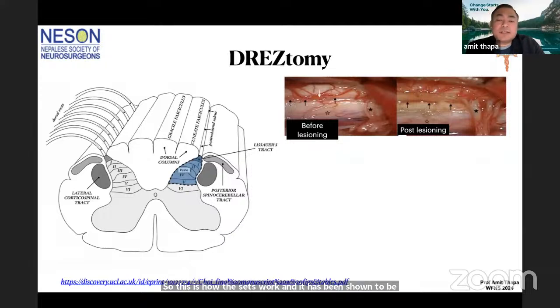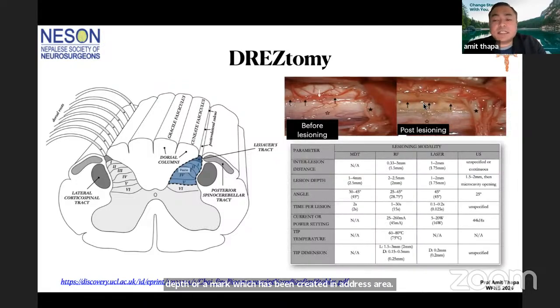A word about DREZ or DREZotomy, a procedure which is done for pain, basically in those patients who have a preganglionic injury, as seen on the photograph on the screen. You can see there's an absence of the rootlet before the lesion. And then after the lesion, you can see there is a depth or a mark which has been created in the DREZ area. So this procedure has been shown to be very beneficial. And this has now been delivered in various manners. What we are doing is microsurgical and radiofrequency lesioning. There are reports where people have used lasers as well as ultrasound-based ablation technologies also.